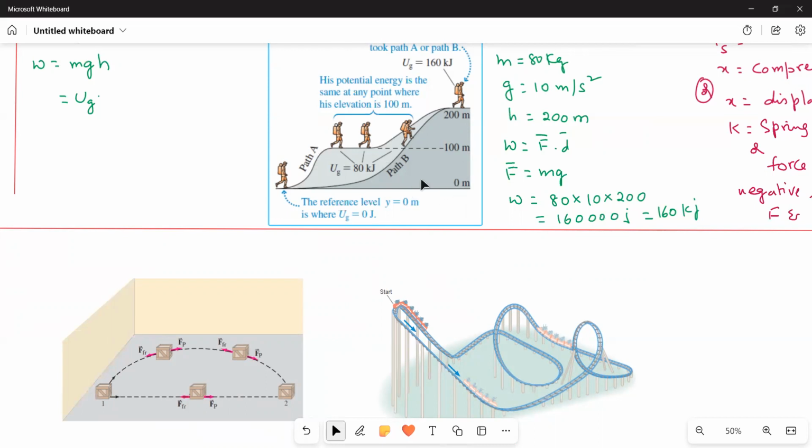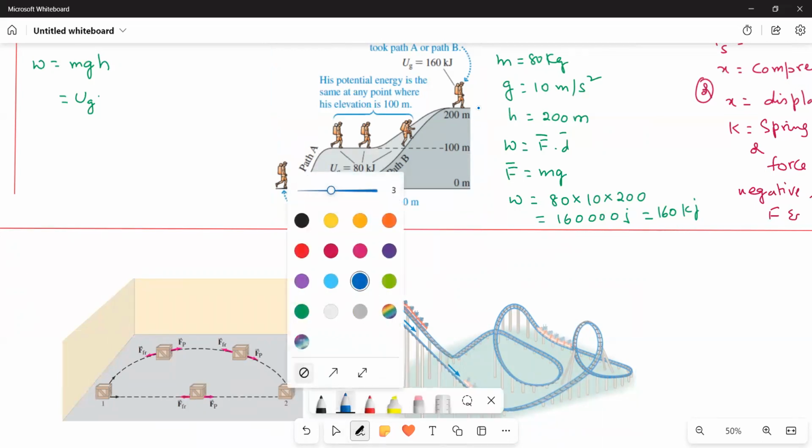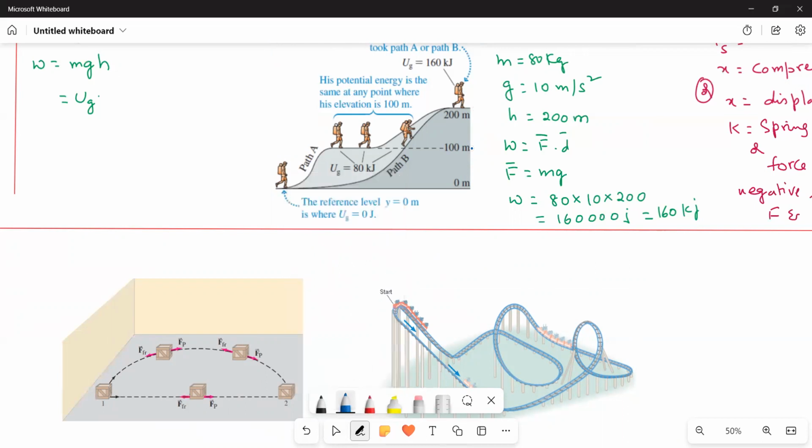But whereas the gravity, work done by the gravity, here the length of the hill we are considering is like this. How much is it? It is 200 meters. Okay, so here he is going in this path or in this path, whatever may be the path, but we are considering the height or elevation from the reference point. From the reference point, the elevation is 200 meters. So the work done by the gravity is conserved.